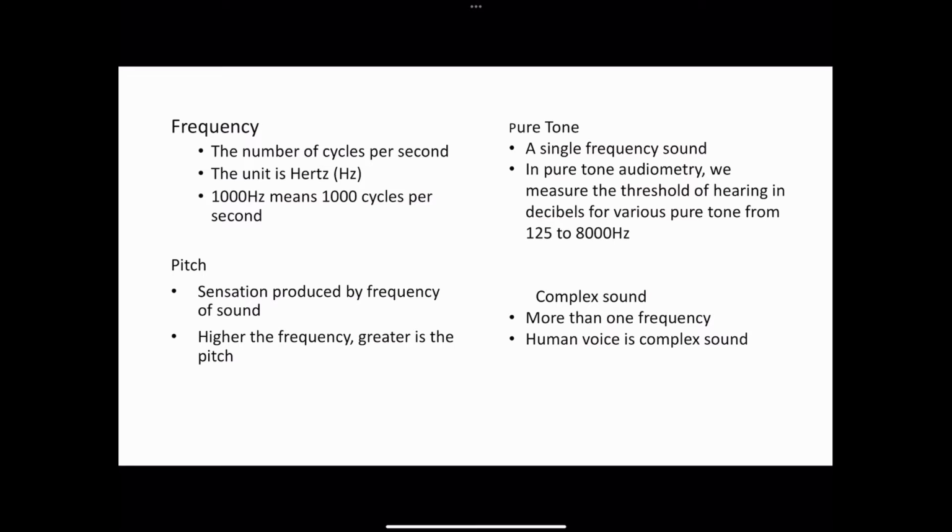Pure tone is a single frequency sound, and in pure tone audiometry, we measure the threshold of hearing in decibels for various pure tones from 125 Hz to 8 kHz. Complex sound is a sound that contains more than one frequency, and an example of complex sound is the human voice.